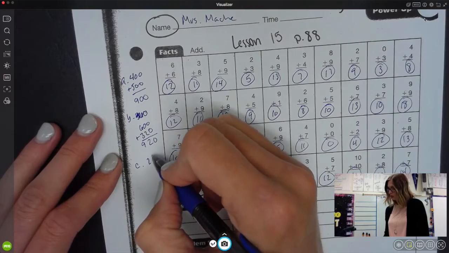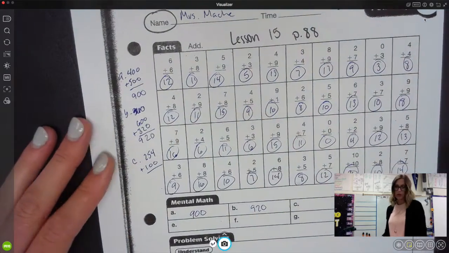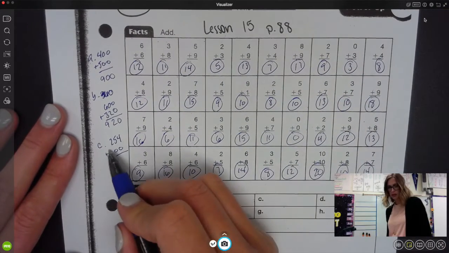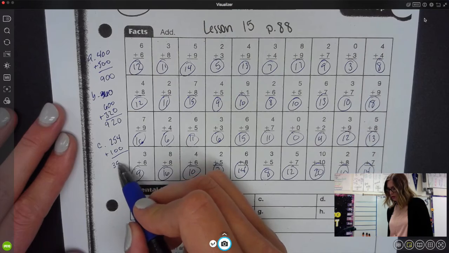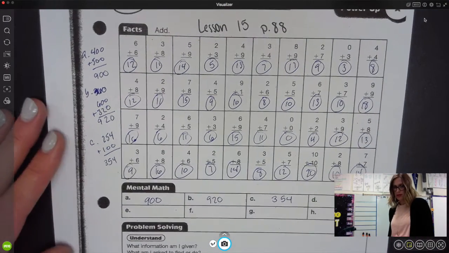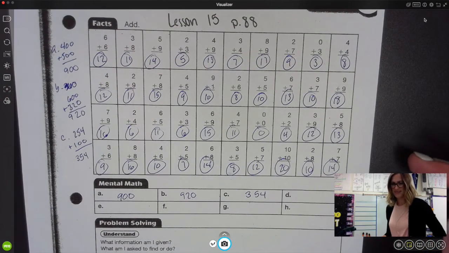C says 254 plus 100. 254 plus 100, my 100th place is just going to bump up by 1 because 2 plus 1 is 3. So you get 354. Thanks for following along with these power-ups. It's an easy way to get 10 points and boost your math grade.